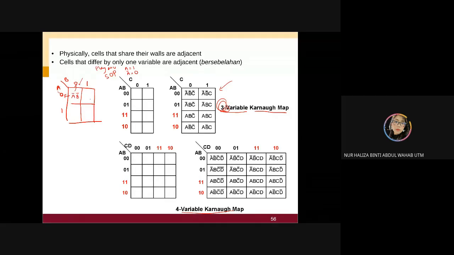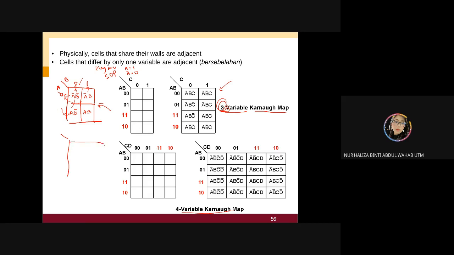For this area, what is the Boolean expression for this part? You look here, the input A is A bar, and my input B is 1, which is B. For this part, I have my A is 1, which is A without a bar, and my B will be 0, which is B bar. And over here, I have A and B. So what does this mean?